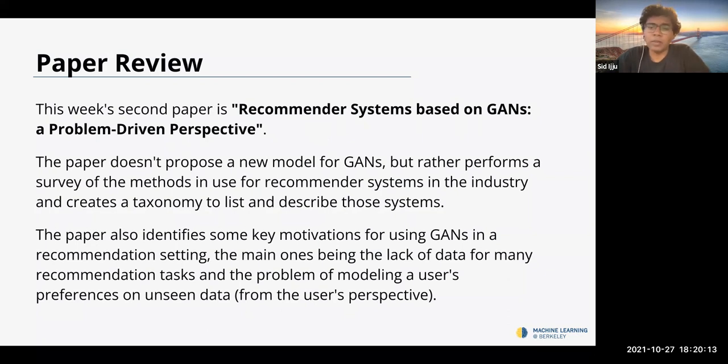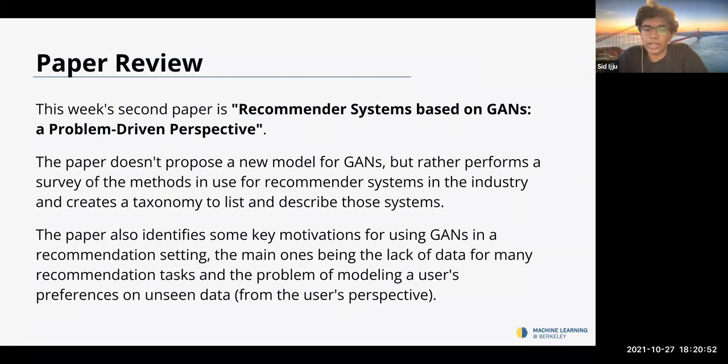So the paper identifies some key motivations for using GANs in a recommendation setting. The main one is that there's a lack of data for many recommendation tasks. If you have a user who gets on Amazon once every month, you don't really have much data for how that user is interacting with your items. And so the idea behind using a GAN is that you could model a user. You could generate some sort of user and use that in order to train your algorithms to improve them. That's one way you could use a GAN in practice.